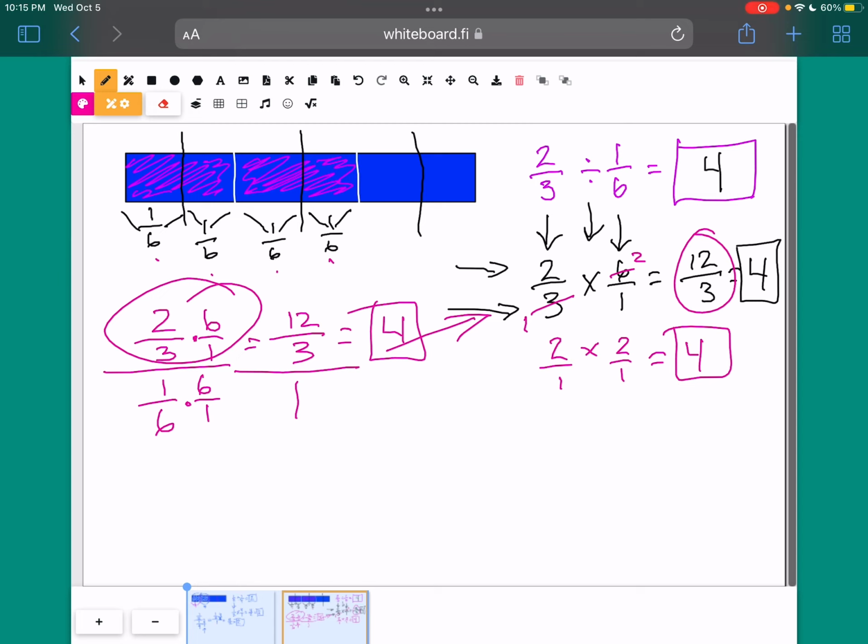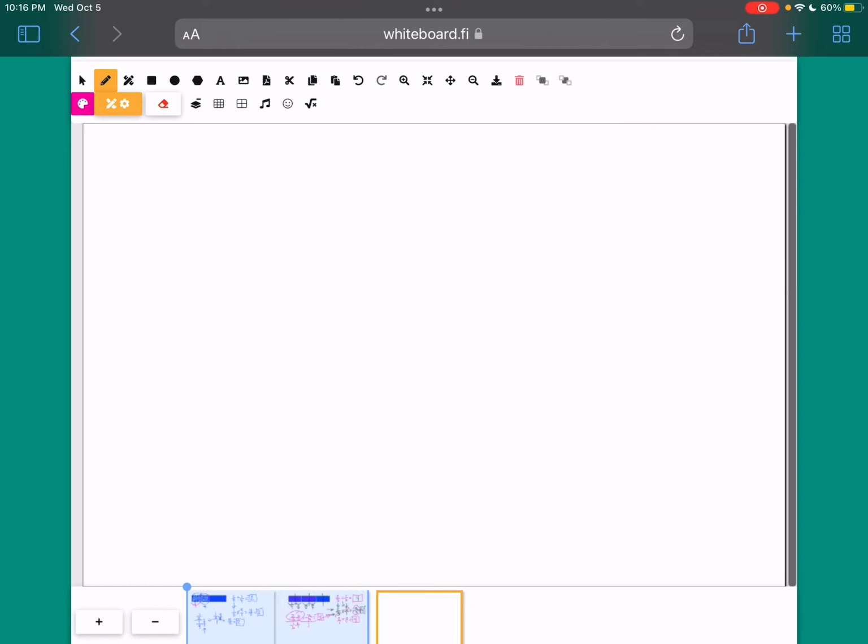Okay, let's do another one, shall we? These are fun. Okay, how about this one? What about if we divide a non-unit fraction by a non-unit fraction? And the question is, we have 3/4. How many 3/8 are in 3/4?